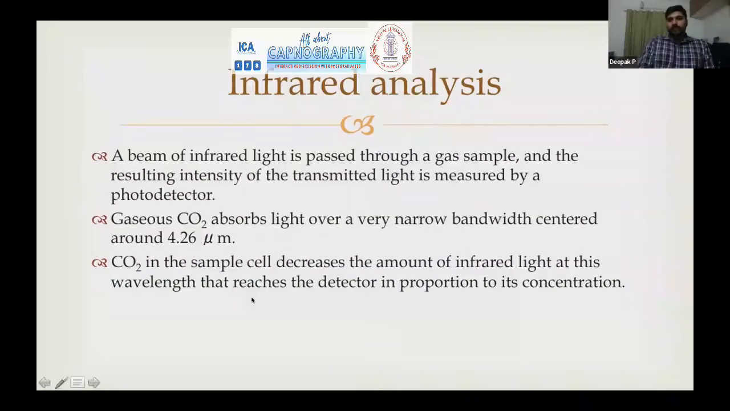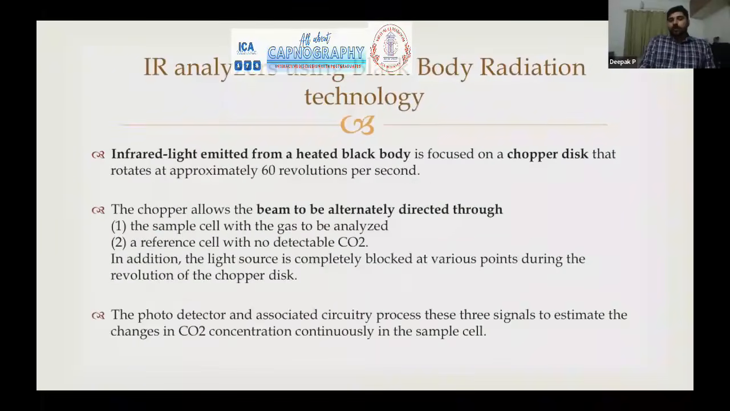And when the remaining light is incident on a receptor, we can get an idea about what amount of light was absorbed. And the amount of light absorbed correlates with the proportion of carbon dioxide in the exhaled air. That is, if a greater amount of light was absorbed, that means a greater amount of carbon dioxide is present in the exhaled air. So what we need is a source for the infrared light. When we have an infrared light, then we can measure all the things. So we need a source for the infrared light.